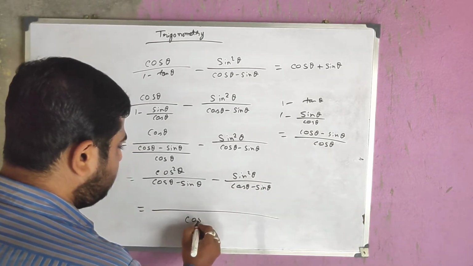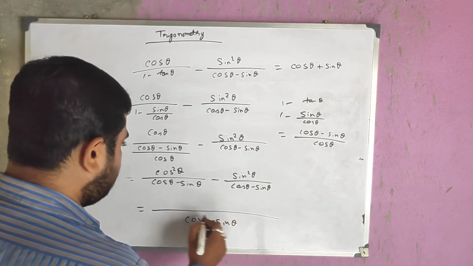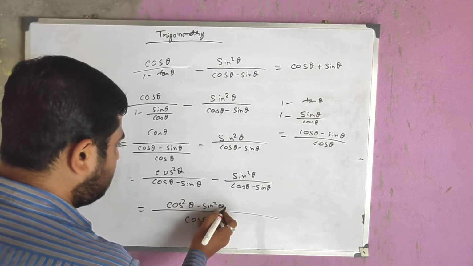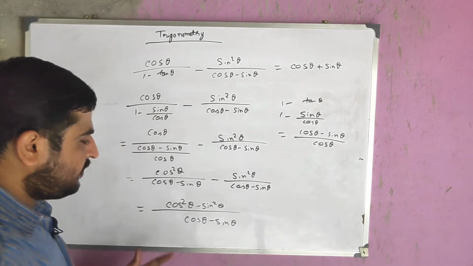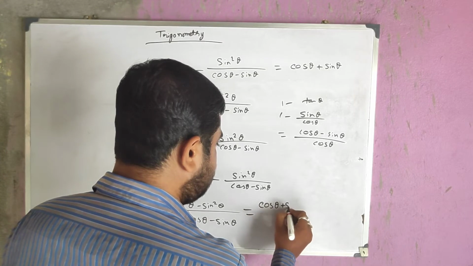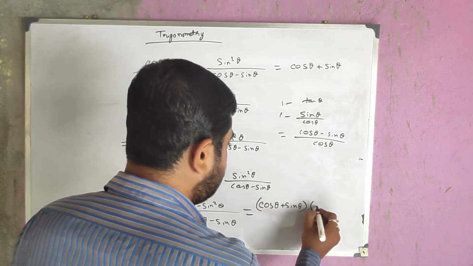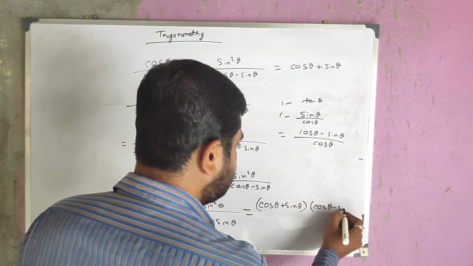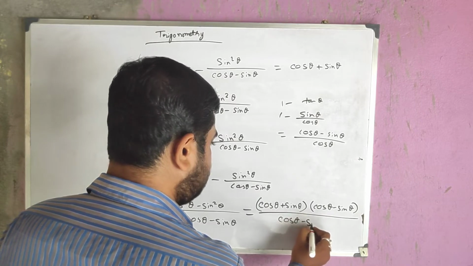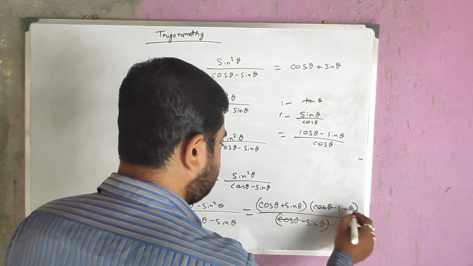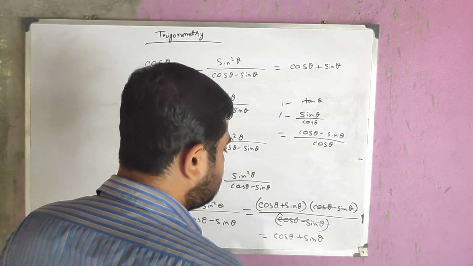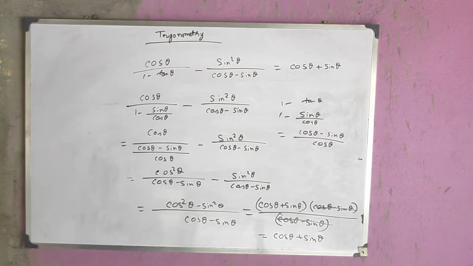So the LCM will become cos theta minus sin theta, and the numerator will become cos square theta minus sin square theta. Now you see the numerator we can break as a square minus b square. So it will become (cos theta plus sin theta) and (cos theta minus sin theta), and the denominator cos theta minus sin theta. This will cut, it will come cos theta plus sin theta. Next sum.